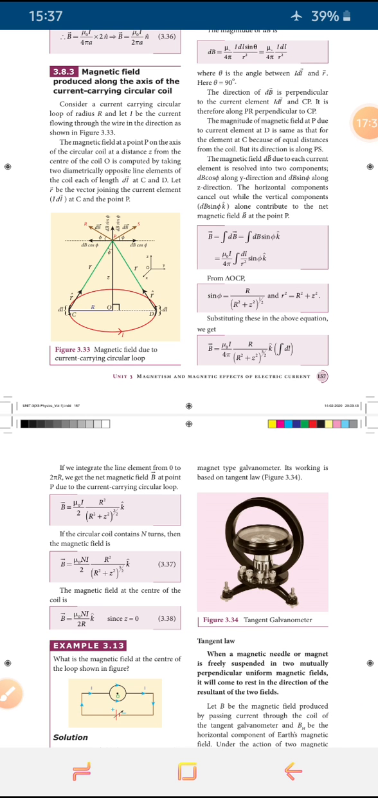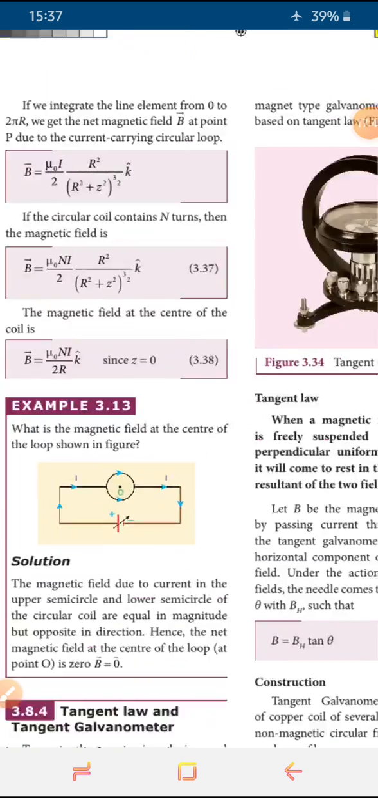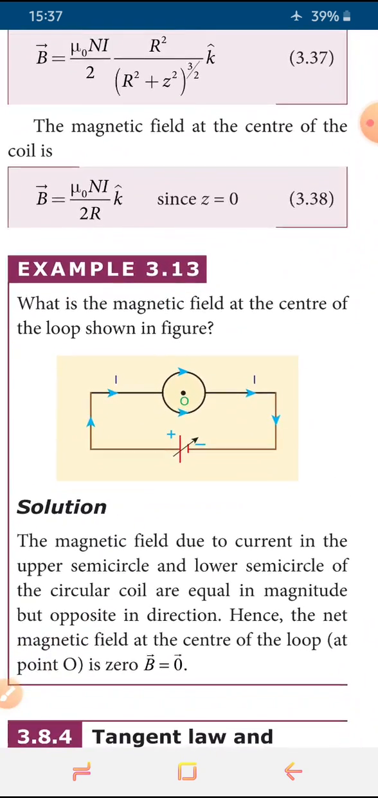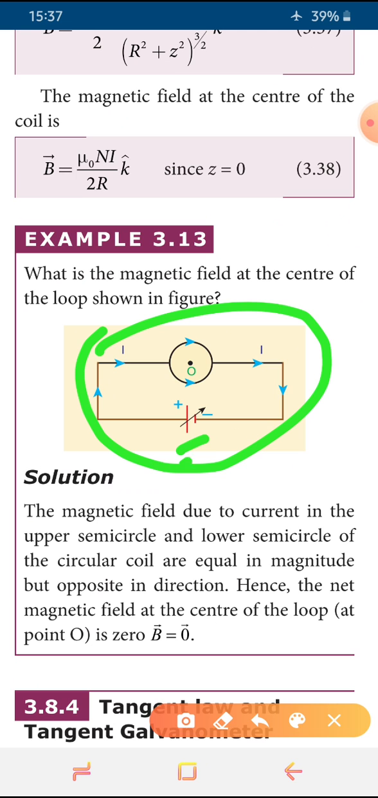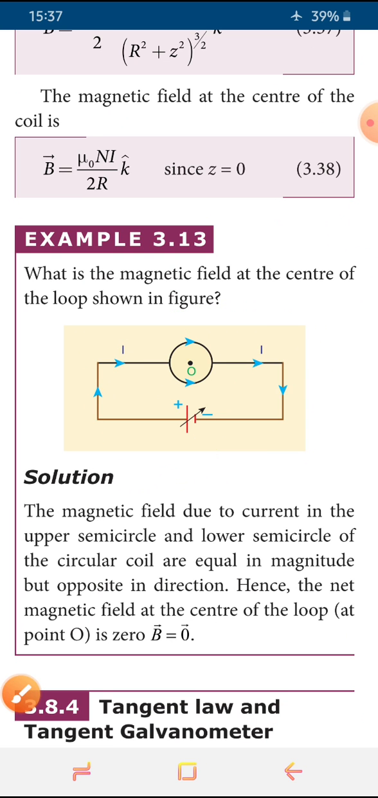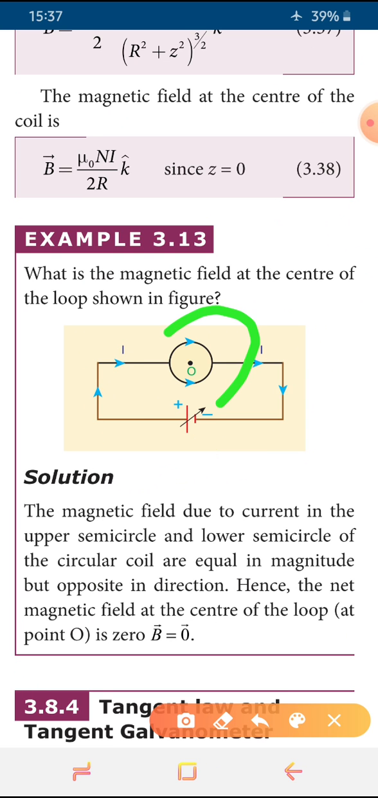Next is example 3.3. The question is, what is the magnetic field at the center of the loop shown in the figure? There is a diagram given. See here, the battery supply positive and negative, the electric current is flowing from positive to negative terminal, and here the circle is given. They're asking at the center of the loop. Here we can divide this circle into two parts, top and bottom. At top and bottom it has the opposite direction.